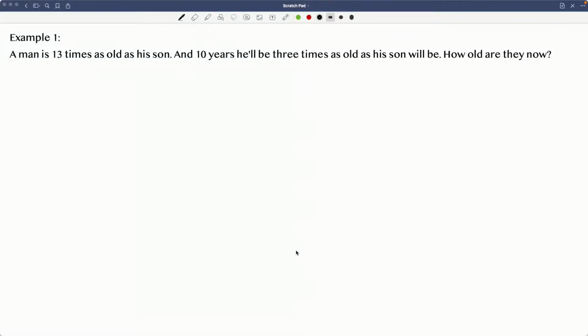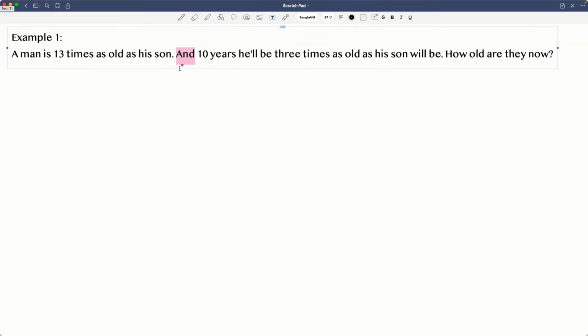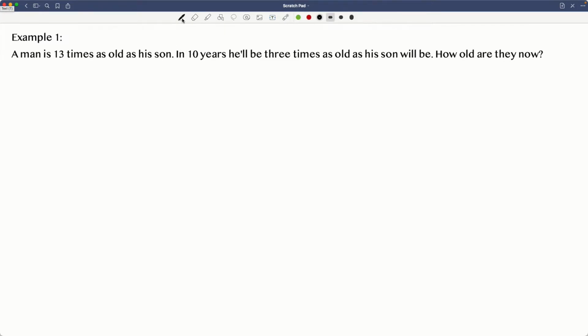We're going to be looking at some age problems and how to create the expressions for those age problems to help you solve them a little bit easier. All right, I see a little typo from where I put this in, so let me correct this right quick for us. That should be "in," not "and." All right, there we go. Now we can get started.